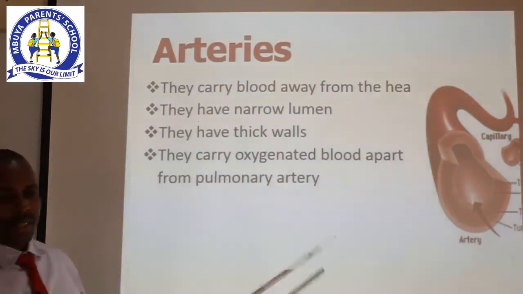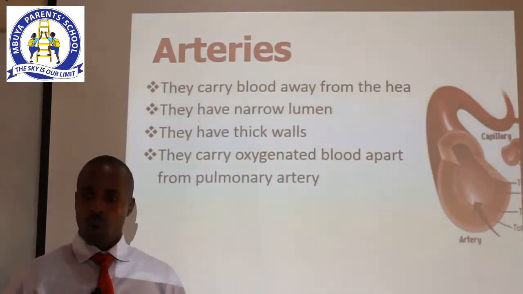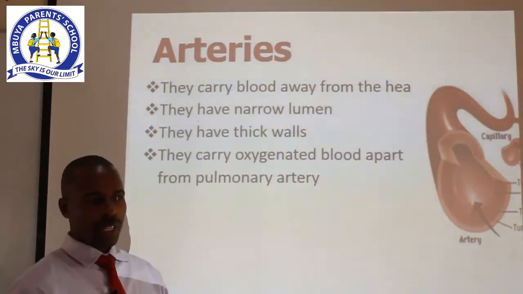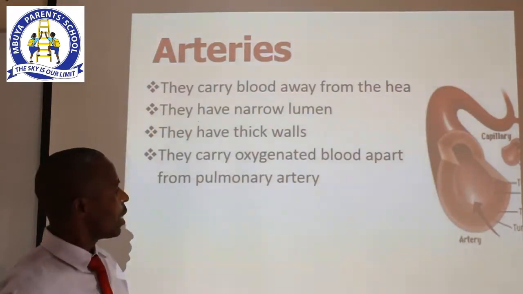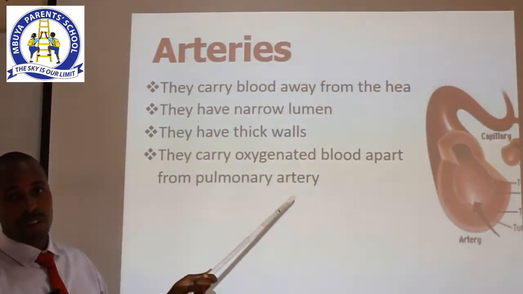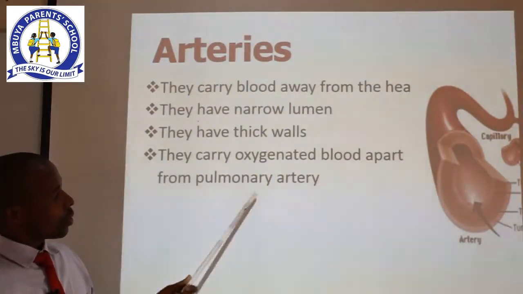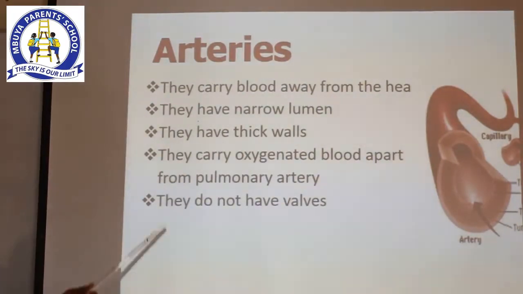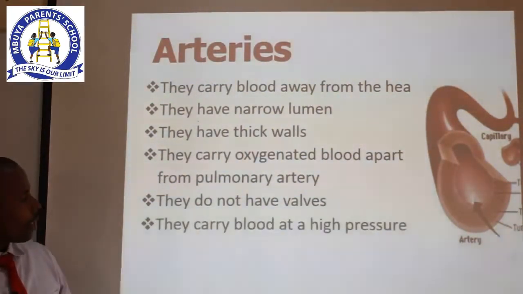All the arteries carry oxygenated blood, apart from one, and that one is the one we talked about, which is connected to the heart. It is called the pulmonary artery. This pulmonary artery is one of the blood vessels that are connected to the heart. Then, as we have already said, they do not have valves, and they carry blood at a higher pressure.